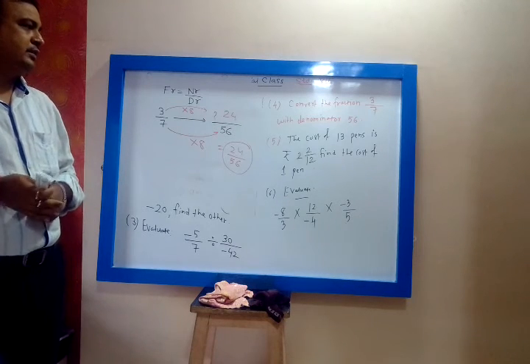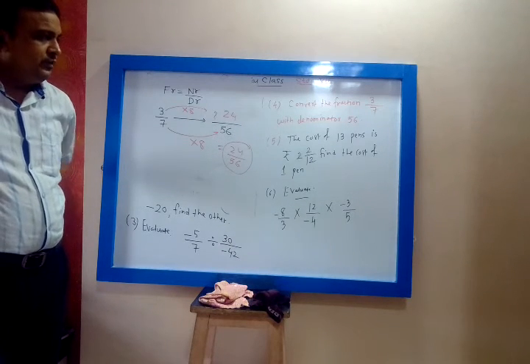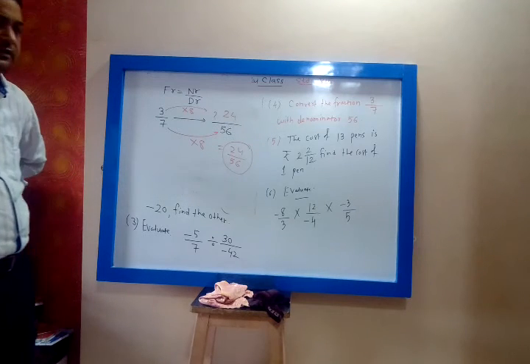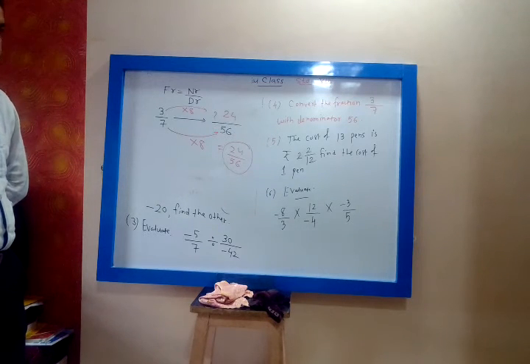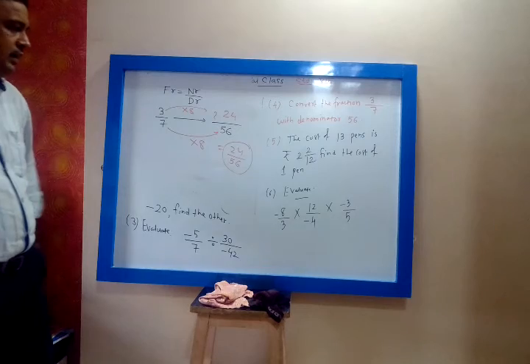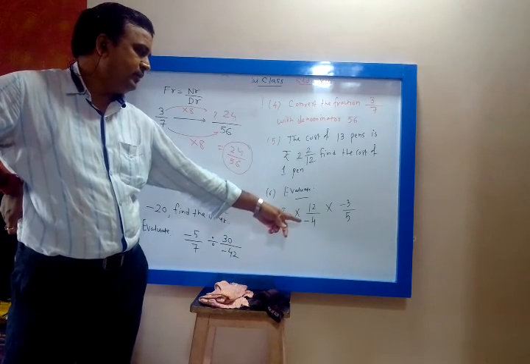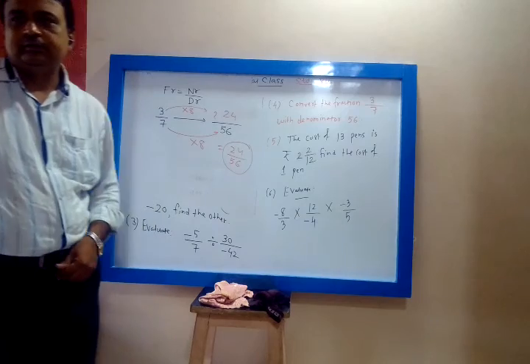Do the fifth one. The cost of 13 pens is 2 and 1 by 12 rupees. Find the cost of 1 pen. Sixth one. Evaluate minus 8 by 3 into 12 upon minus 4 into minus 3 upon 5.